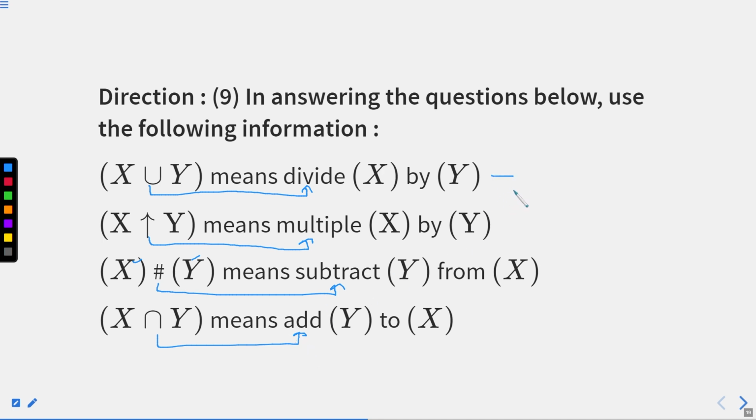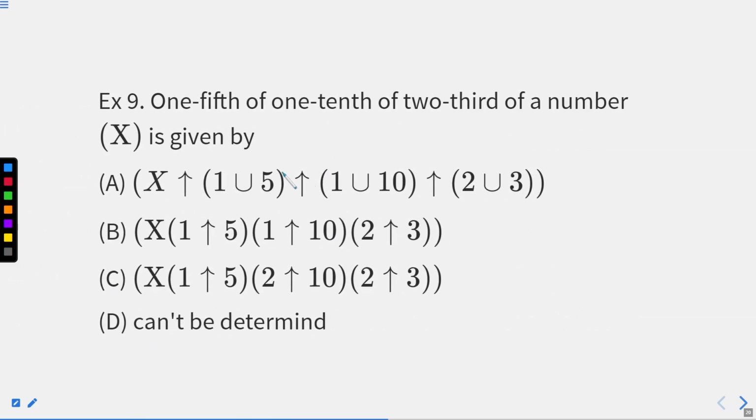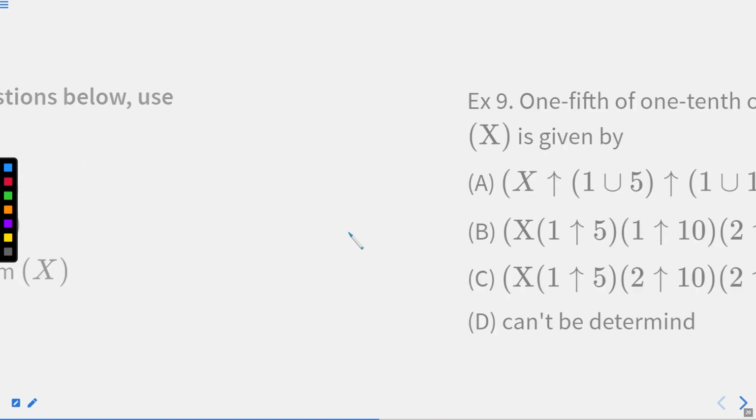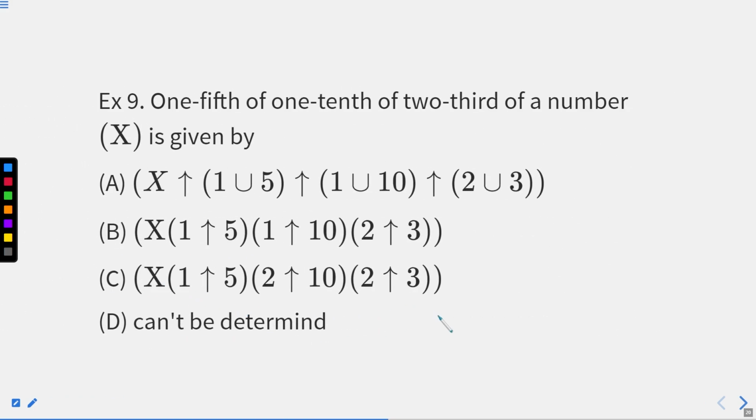Now you have 4 sets of instructions given, right? For all 4 sets of instructions, you are supposed to follow them and get closer to your answer. So the question says this value: 1/5 of 1/10 of 2/3 of a number x is given by. Now, what are we supposed to do? We know that this particular symbol implies multiplication, right? So write it down. Okay?